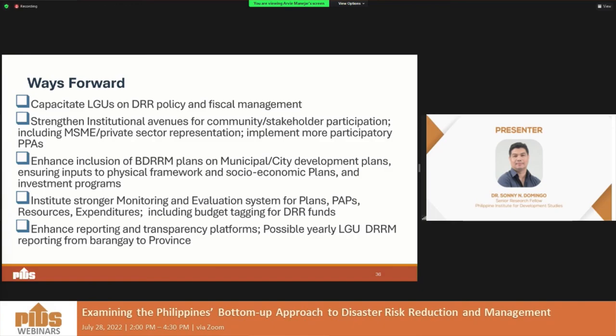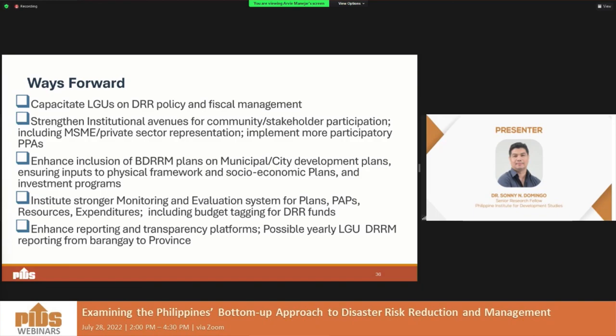Implement more participatory PPAs and be very explicit in terms of allocating resources to such. Enhance inclusion of your barangay development plans in our municipal and city level planning processes. In many cases, our barangay inputs are sort of neglected or not even given the much needed space in terms of our upper level planning. And of course, investment programming.